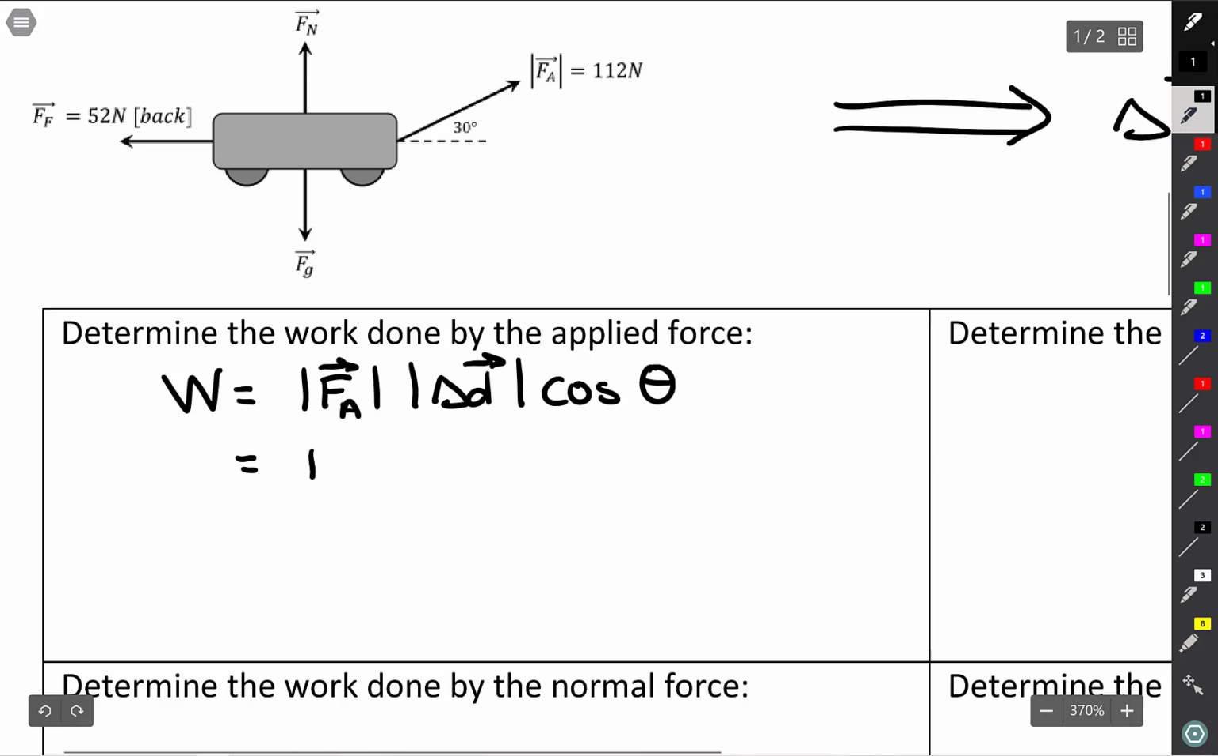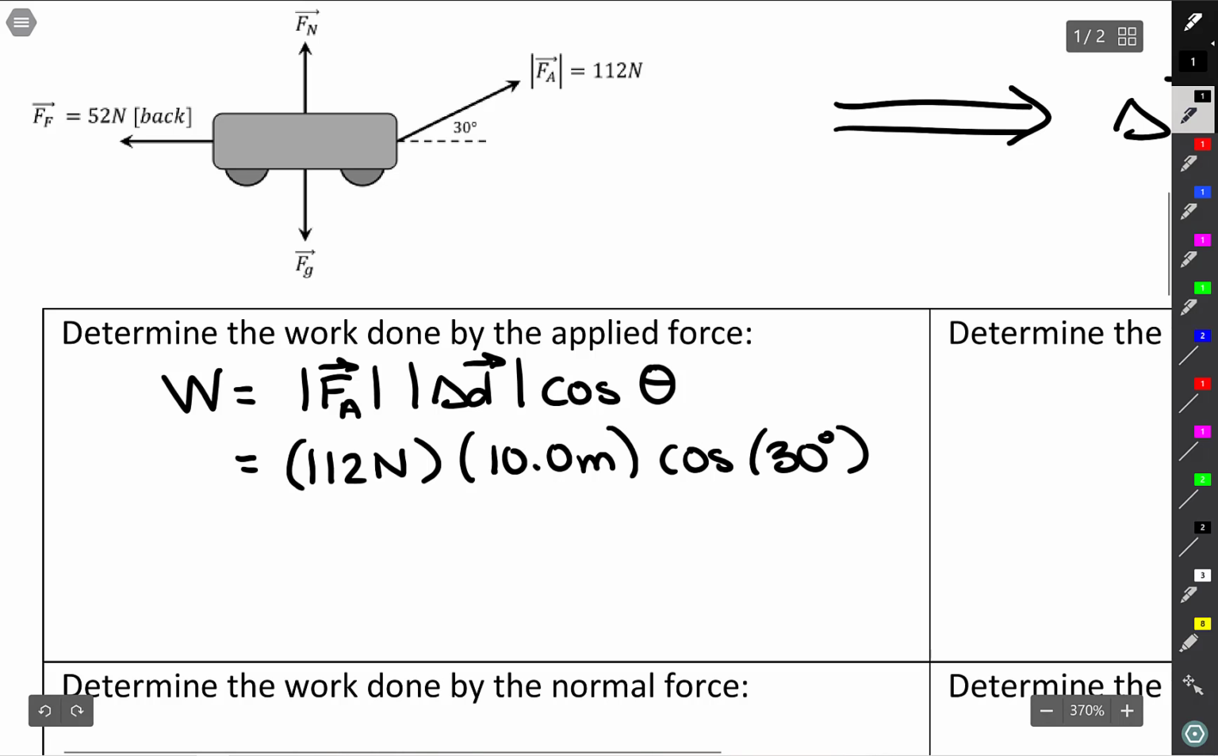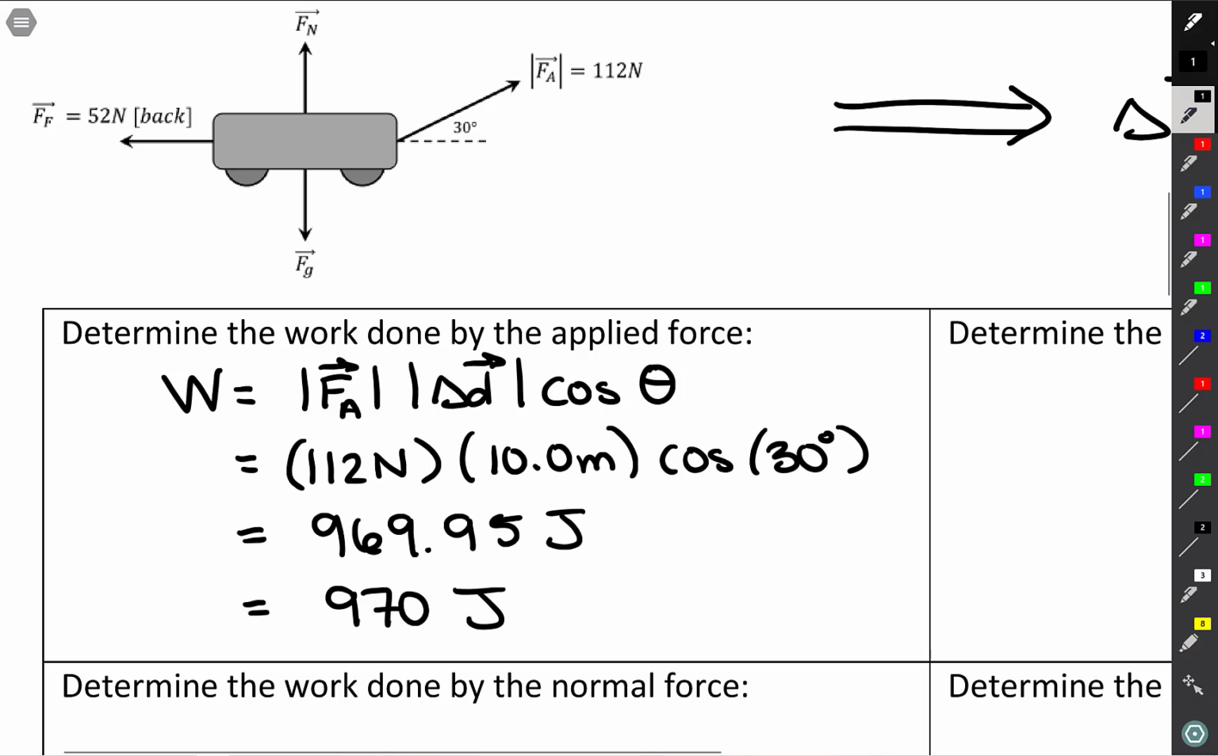Here we have the applied force, the magnitude of it is 120 newtons. The displacement is 10 meters. And then the cosine of the angle between the tails is 30 degrees. If you punch that through your calculator, you get an answer of 969.95 joules, or for our argument here, we'll call it 970 joules, or Newton meters, if you would rather that. So we can see that the applied force is actually adding energy to the system, or to the cart.